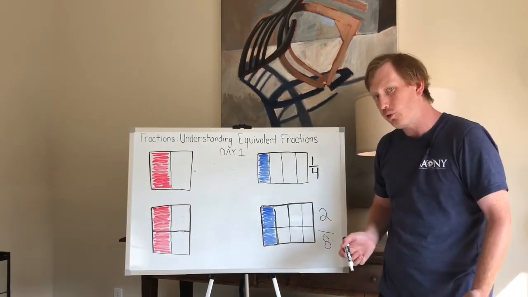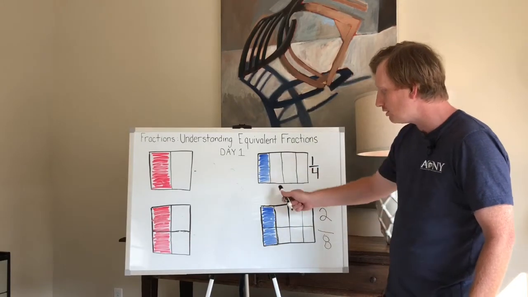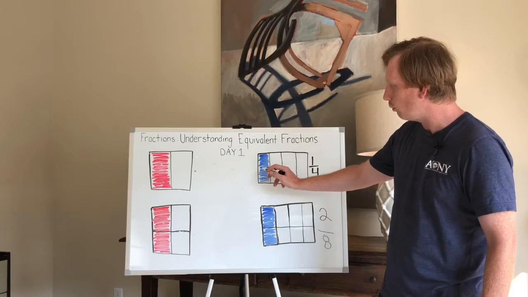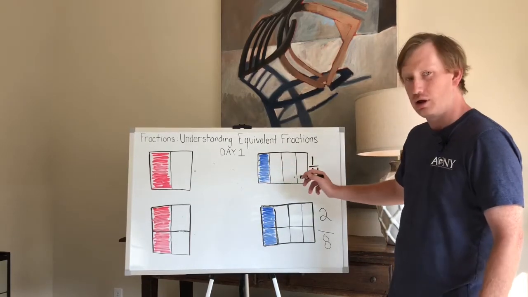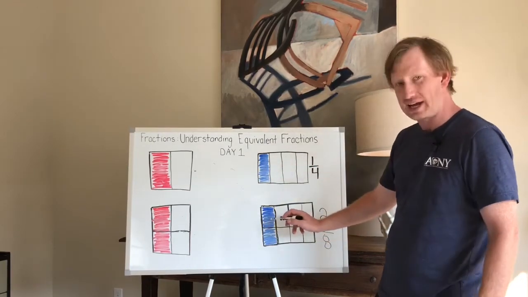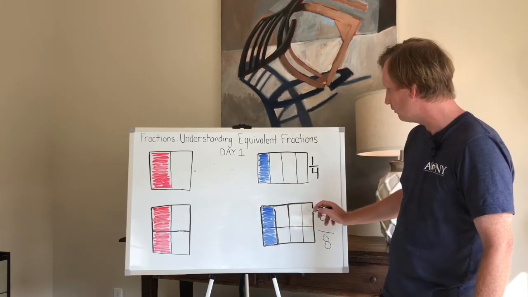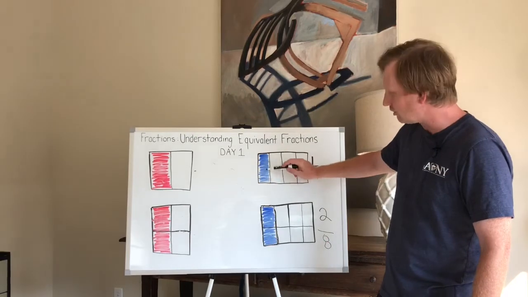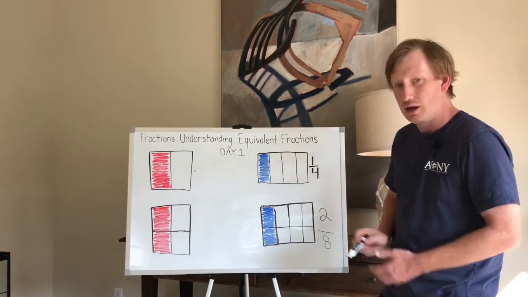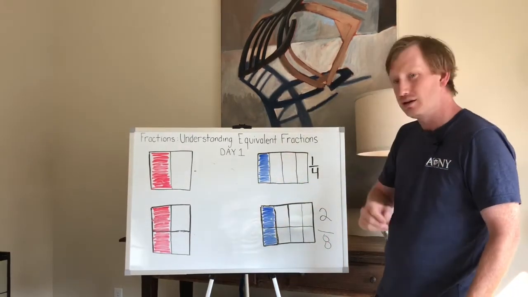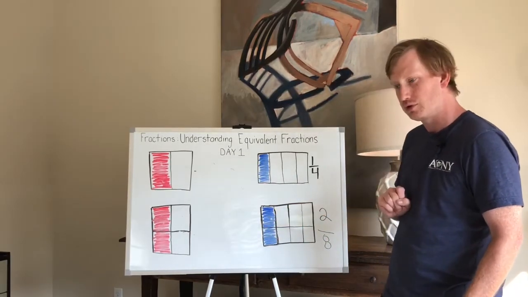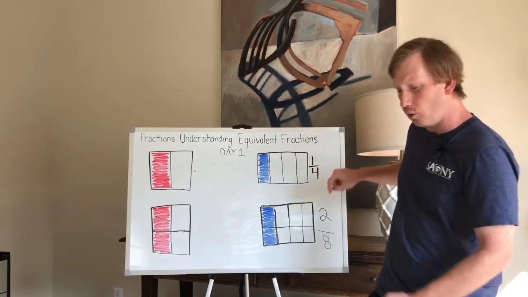Well, like before, in order to make this, all I did was double it. We had 4, 1, 2, 3, 4, and I multiplied it by 2. So then we had 8. 1, 2, 3, 4, 5, 6, 7, 8. And for our shaded in section, we had 1, and I multiplied it by 2 again. 1 times 2 is 2. 1, 2.